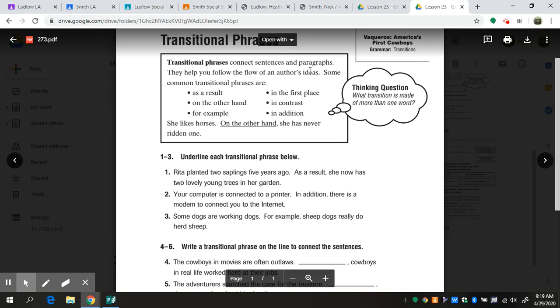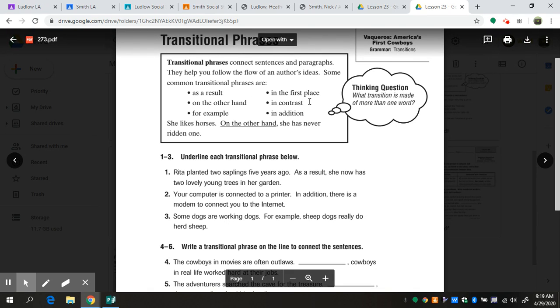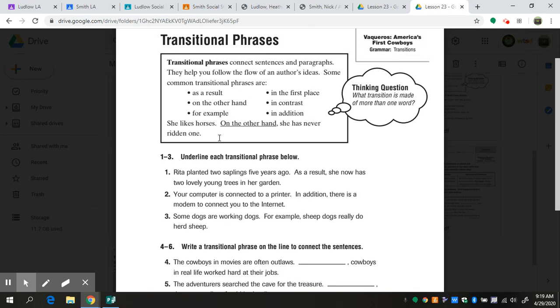Transitional phrases connect sentences and paragraphs. They help you follow the flow of an author's ideas. Some common transitional phrases are as a result, on the other hand, for example, in the first place, in contrast, in addition. She likes horses. On the other hand, she has never ridden one.